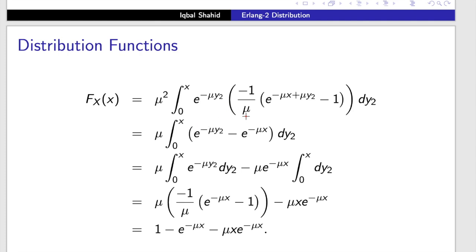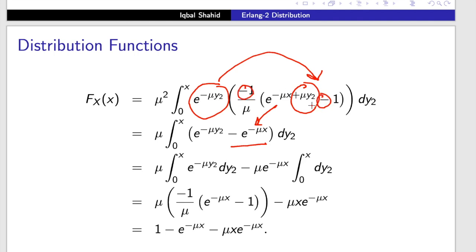Okay, and then if we simplify this, then we will see that this guy will be cancelled out with this guy, and then the first term is this term here, and the second term will be this one. And since we have a minus and minus both, that's why I've written this one for this term here first. So then it is e to the minus mu y2 and then e to the minus mu x.